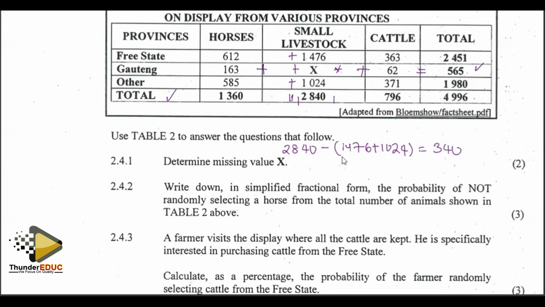Another person, the person who took this other option here, you would say 565 minus, in brackets, 163 and 62. You still get the same answer. Please, you pick one option. Don't do both. All right.